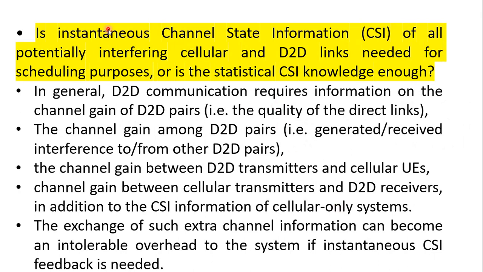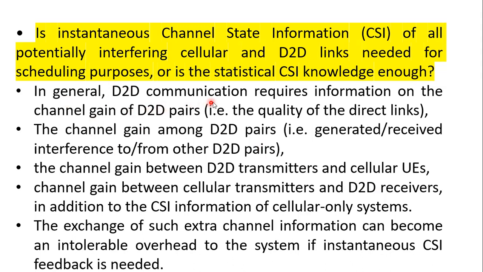Next question which will be posed is whether instantaneous channel state information, that is CSI, of all potentially interfering cellular and D2D links is needed for scheduling purposes. Okay. Now first, is statistical CSI knowledge enough? Statistical is nothing but the numbers. So as we can see here, the channel gain among the D2D pair is required. The channel gain between the D2D transmitter and cellular user interface is required. Channel gain between cellular transmitter and D2D receivers is required. Okay, so we will see what exactly it does.